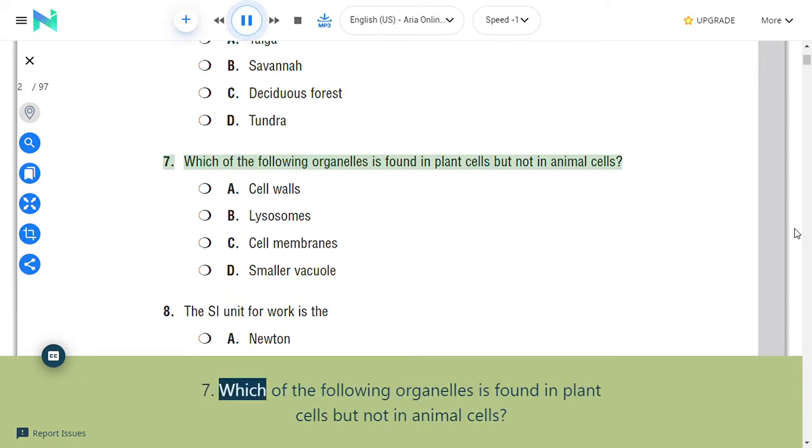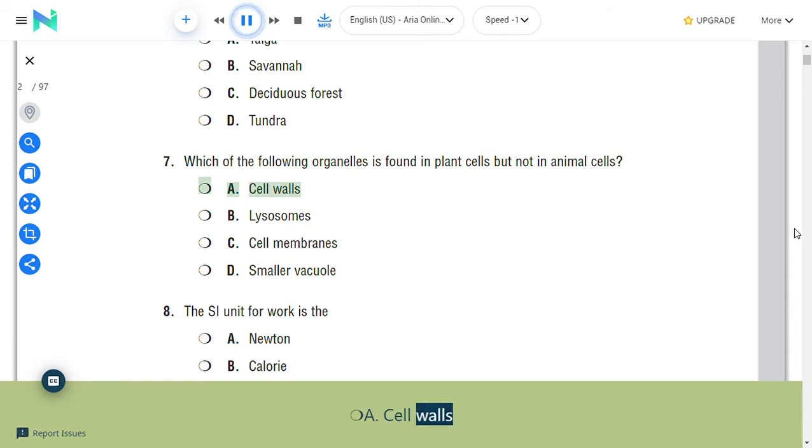7. Which of the following organelles is found in plant cells, but not in animal cells? A. Cell walls. B. Lysosomes. C. Cell membranes. D. Smaller vacuole.